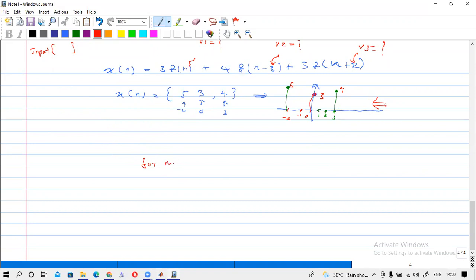For n, you have to think and find this value. You can do for n, let's say 1 to 5 or something, 1 to 6. So here also sometimes you have to check.